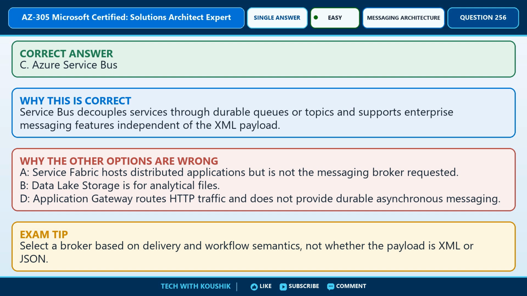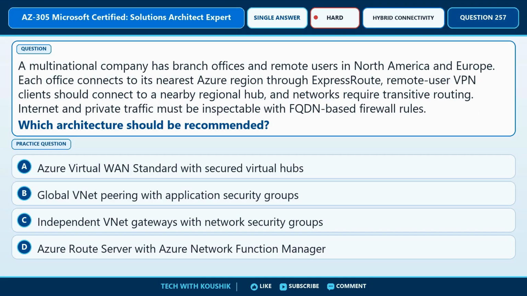Remember this distinction for the exam. Select a broker based on delivery and workflow semantics, not whether the payload is XML or JSON. Evaluate question number 257 against every requirement. Identify the decisive requirement in this scenario.